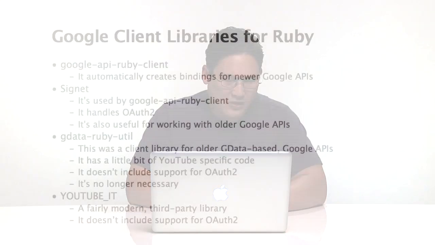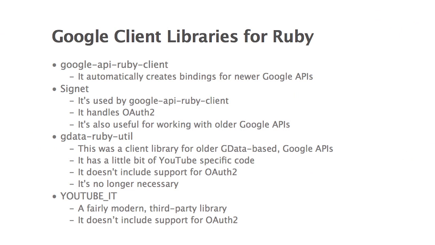Now let me talk about the various Google client libraries for Ruby. First of all, there's Google API Ruby Client. This automatically creates bindings for the newer Google APIs. Signet is a client library that's used by Google API Ruby Client. It handles things like OAuth2, and it's also useful for working with older Google APIs. GData Ruby Util was a client library used for older GData-based Google APIs. It has a little bit of YouTube-specific code, but it doesn't include support for OAuth2, and it's no longer necessary. YouTubeIt is a fairly modern third-party library, but unfortunately, it doesn't include support for OAuth2 either.